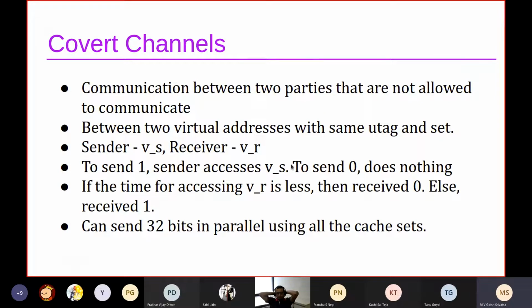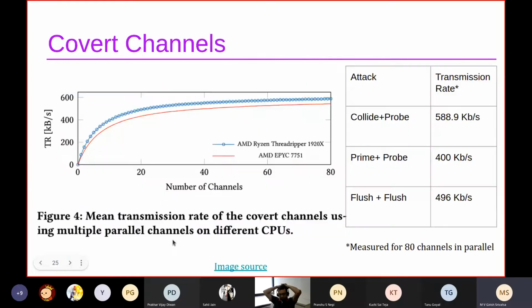In addition, to avoid the timing synchronization implicit here, another proposed solution is to determine two different sets. Accessing the first set means sending 1, second set means sending 0. By using the second method, you can send up to 32 bits in parallel. Using the first one, you can send up to 64 bits, which is why we can see in the first plot, after the 64th bit, when you send more bits in parallel, the transmission rate becomes almost constant. Now we can see the comparison of this transmission with other state-of-the-art attacks. It is much higher compared to them due to being able to send 80 bits in parallel at the same time.